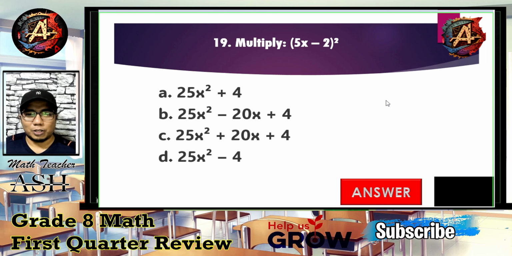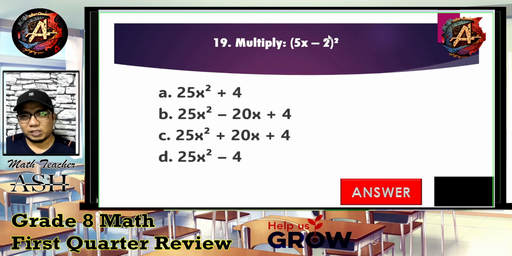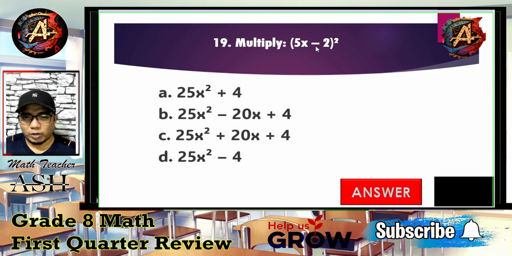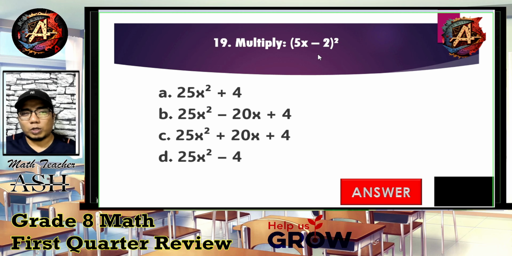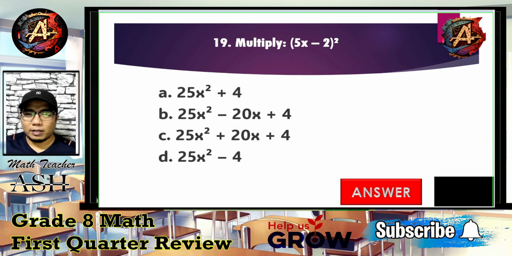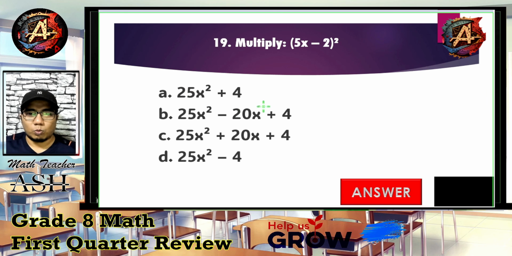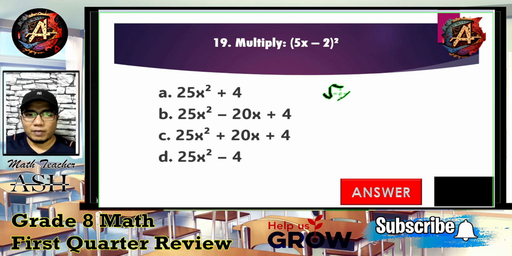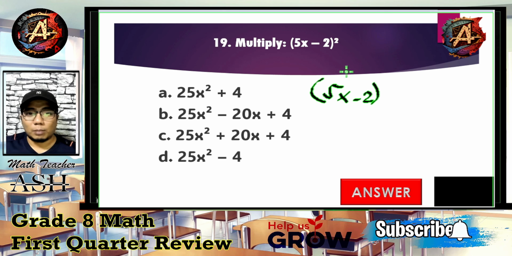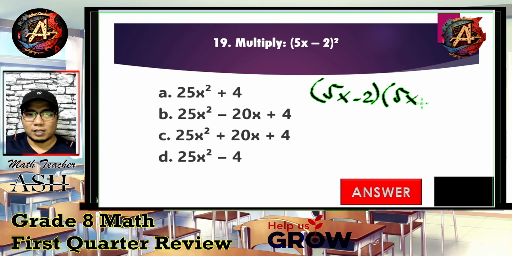Okay, my dear math learners, this is one of the common mistakes committed by students. Normally, when they are squaring a binomial, they just square the first term and just square the second term, and then they square the sign. That is wrong. When you are squaring a binomial, the technique is to expand it. So, how do you expand this one? We have here 5x minus 2. If this is squared, it means you multiply it by itself. So that is 5x minus 2.